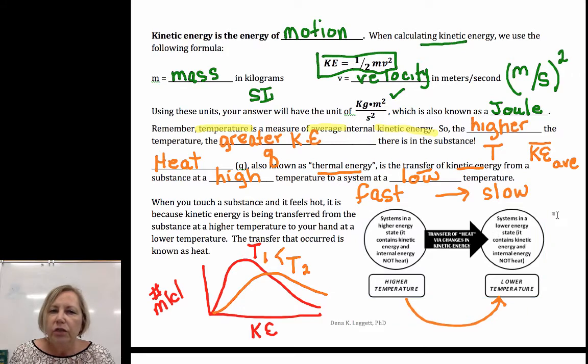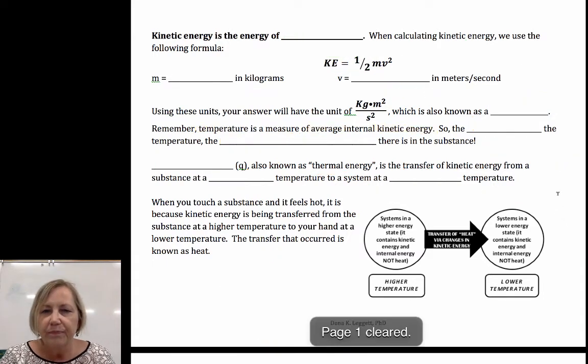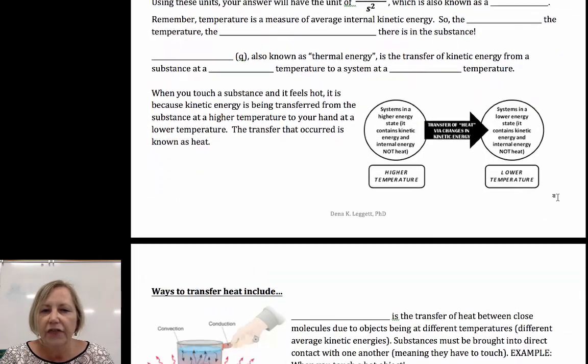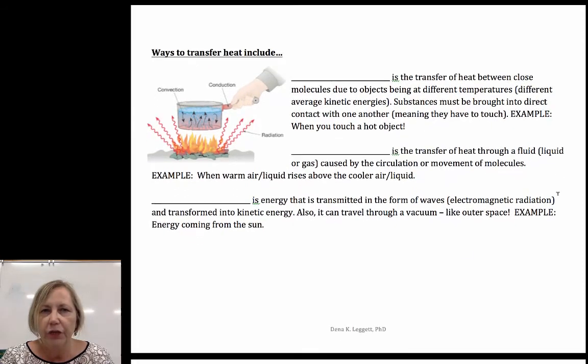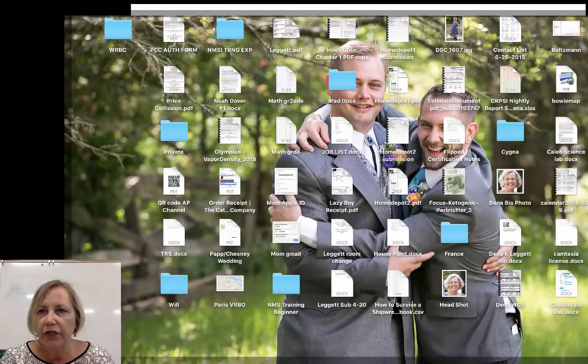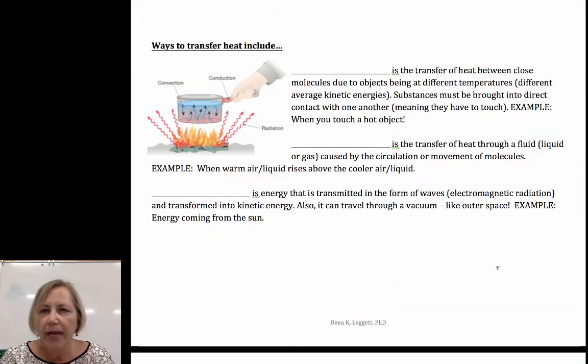So when you touch a substance and that substance is hot, its molecules are colliding with your hand and transferring energy to your hand, and that's going to raise the temperature that you would measure of your hand. Okay, so that's the difference between heat, kinetic energy, and temperature. Now, how do we transfer heat? Well, there are three main ways to transfer heat that we would look at at this level.